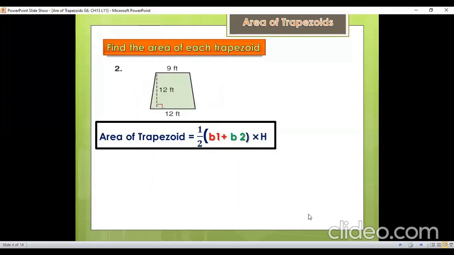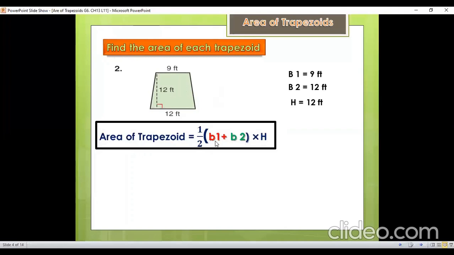We have another question, number 2. We have base 1, 9 feet. We have base 2, 12 feet. We have height equal 12 feet. And this is our formula: area of trapezoid equals half, base 1 plus base 2 in brackets, multiplied by height.